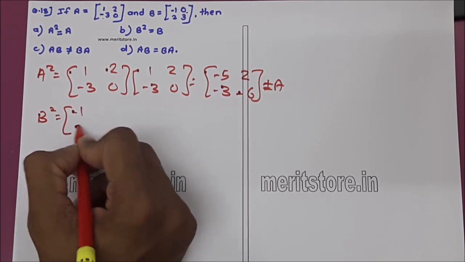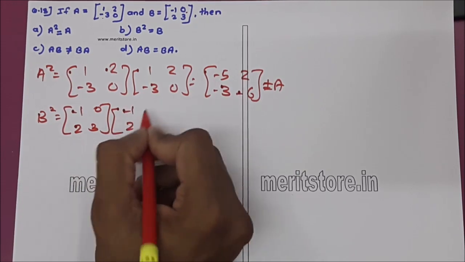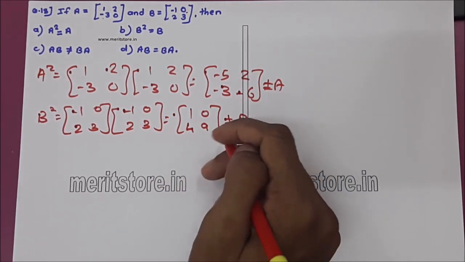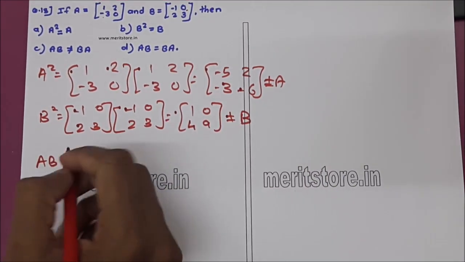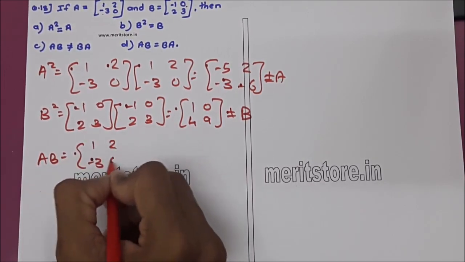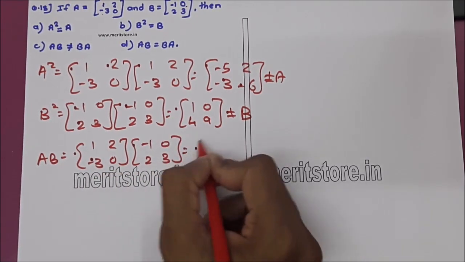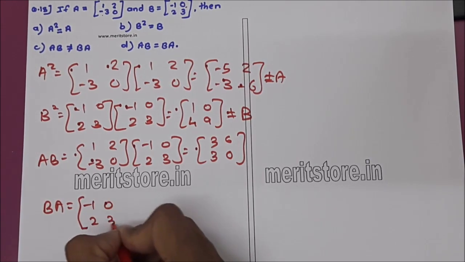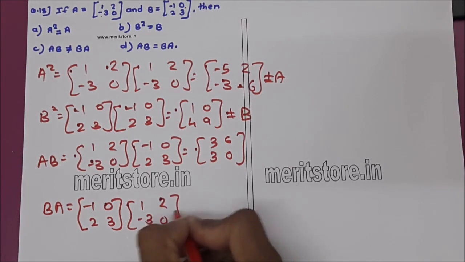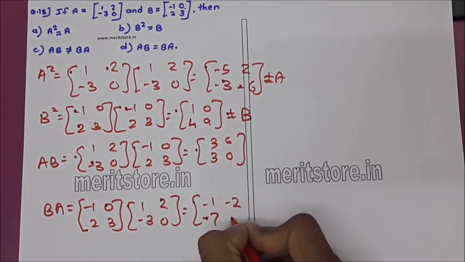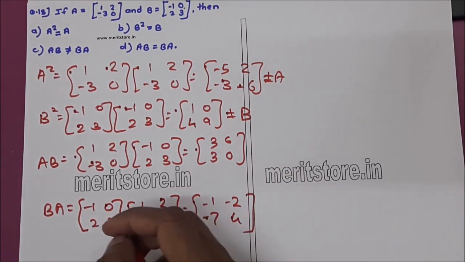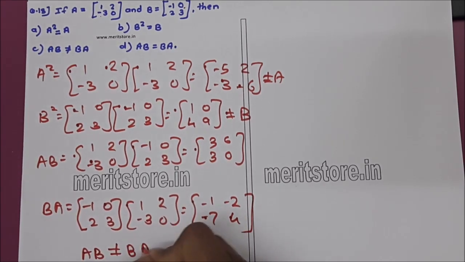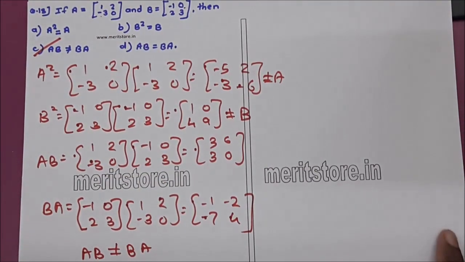So option A gets cancelled. For B square we calculate [-1 0; 2 3] times [-1 0; 2 3]. We get [1 0; 4 9], which is not equal to B. So option B also gets cancelled. We solve for AB. We get [3 3; 6 0]. For BA, we get [2 -1; -7 -2]. We see that AB is not equal to BA. So we can say that option C is the correct answer.